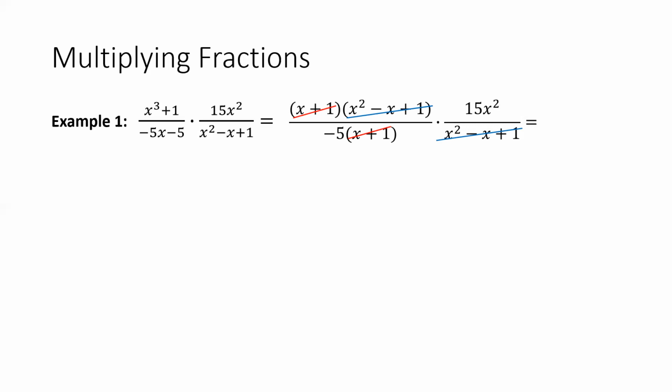And then the last thing we can cancel is more of a reduction. I'm left with just the 15x squared over -5. 15 divided by -5 gets me -3. So -3x squared.